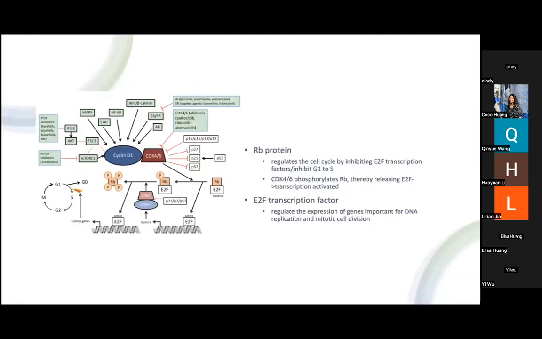transcription factor. RB protein is bound to the E2F transcription factor, and by doing that, it regulates the cell cycle by inhibiting this factor. What this factor does is provide the expression of genes important for DNA replication and cell division. So when the RB protein is bound to this transcription factor, the cell cannot enter the S phase from the G1 phase. So that's what it does.